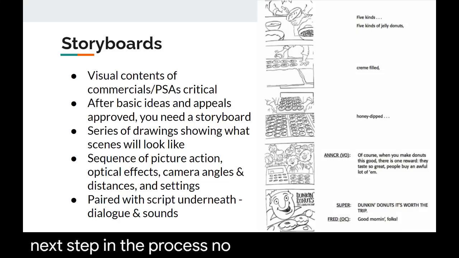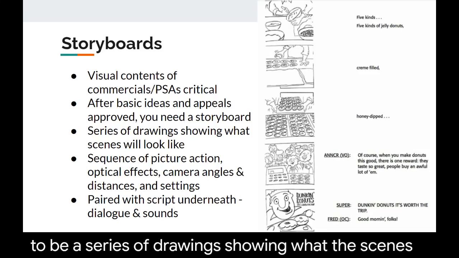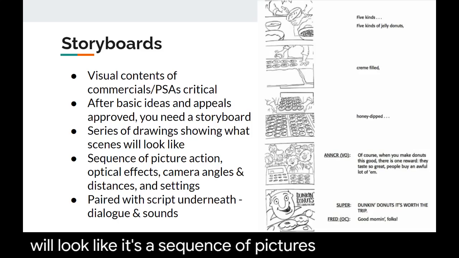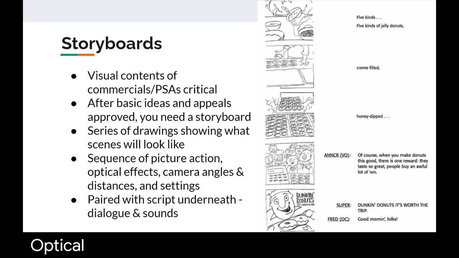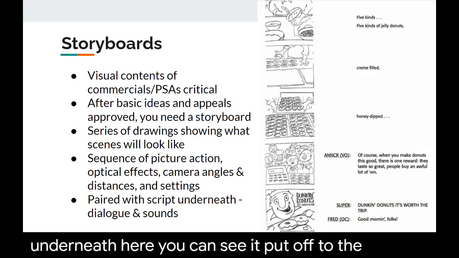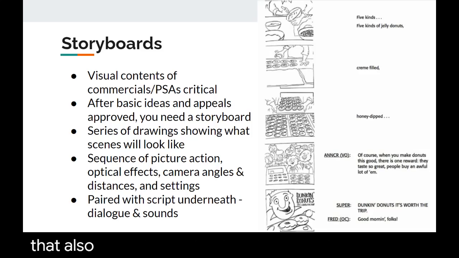Now, a storyboard is just going to be a series of drawings showing what the scenes will look like. It's a sequence of pictures, actions, optical effects, camera angles and distances, and even the settings that you want things to look like. And then you pair it with the dialogue. Typically, you do it underneath. Here you can see it put off to the right. That also includes music and sounds that may be included.